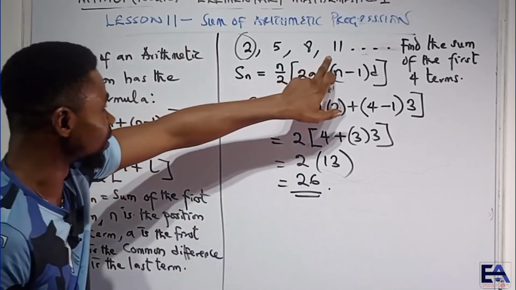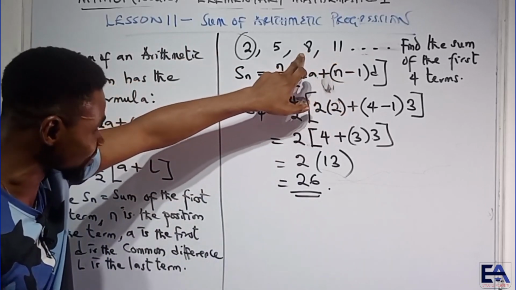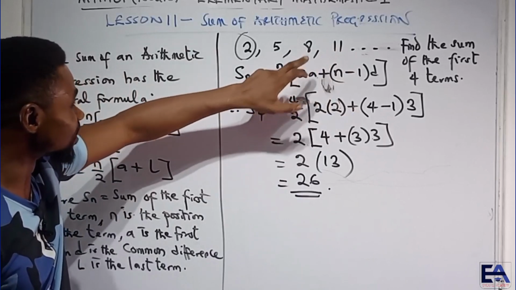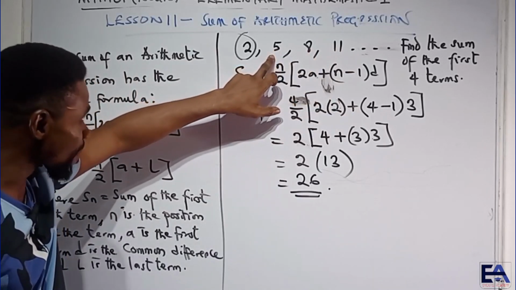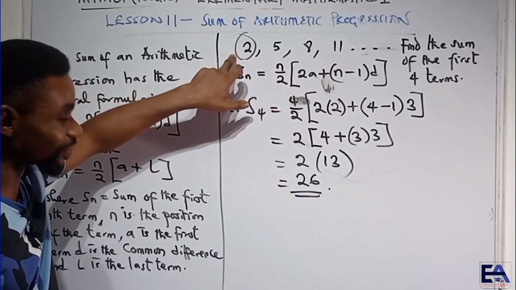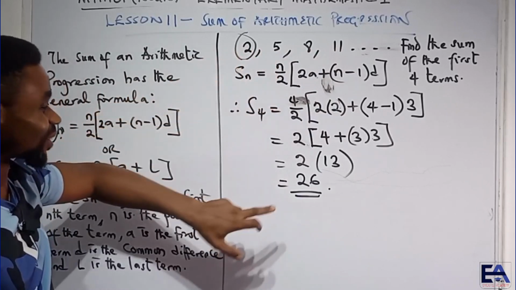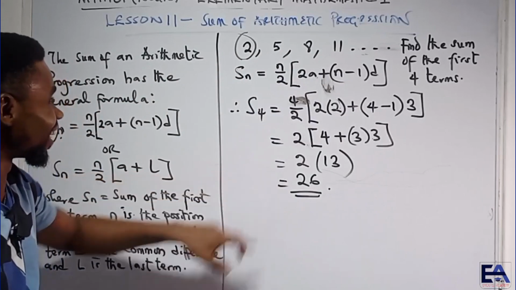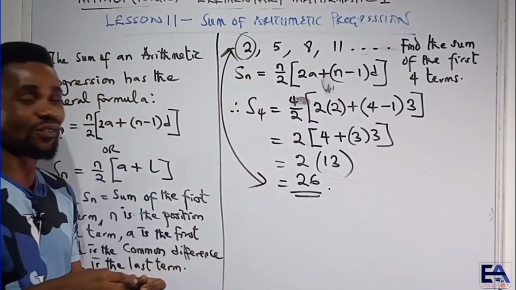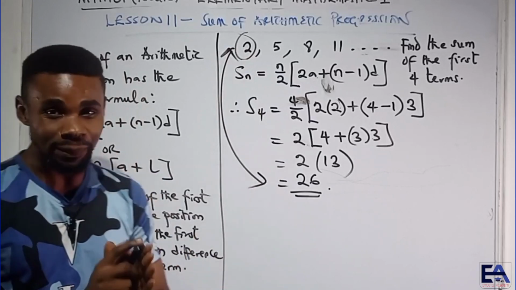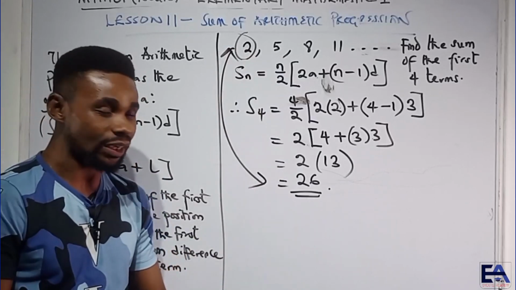So if you check it out, 11 plus 8 is 19, 19 plus 5 is 24, and 24 plus 2 is 26. And so it tallies with what we have here. Everything here is 26, which means we are correct. So the formula applies and it works fine.